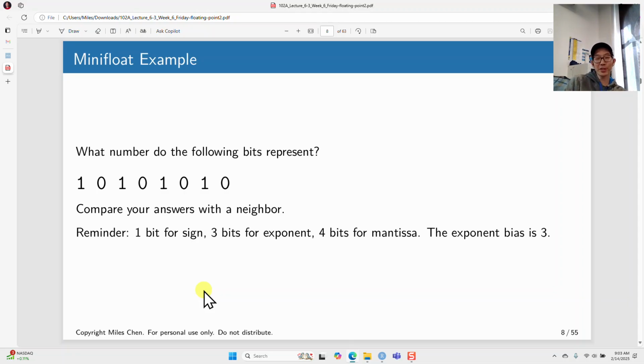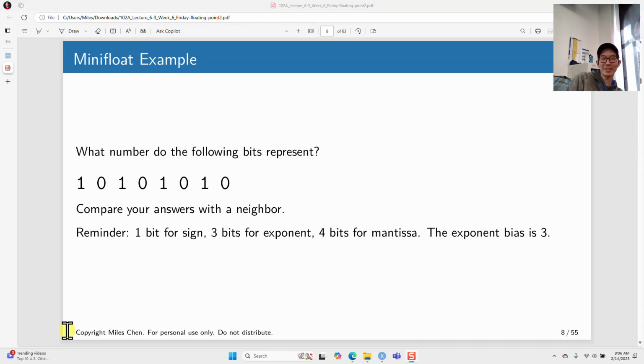Here is an exercise. I want you to try this out, for real, with a little bit of pencil, and see if you can figure out what number this represents. Once you get something, compare with your neighbor. We have 1 for the sign, 0, 1, 0 for the exponent, 1, 0, 1, 0 for the mantissa: 1 bit for the sign, 3 bits for the exponent, 4 bits for the mantissa. I'm going to pause the video. Try this out for a couple minutes, see if you get a number.